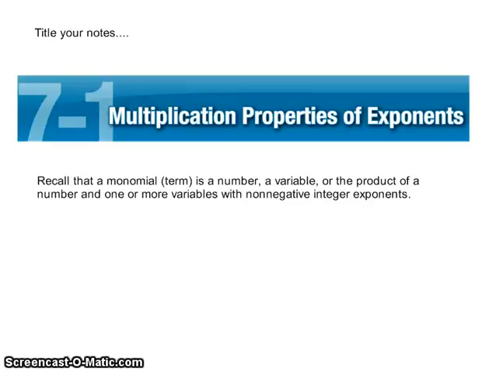Today we're going to talk about multiplication properties of exponents. So title your notes 7-1, Multiplication Properties of Exponents.